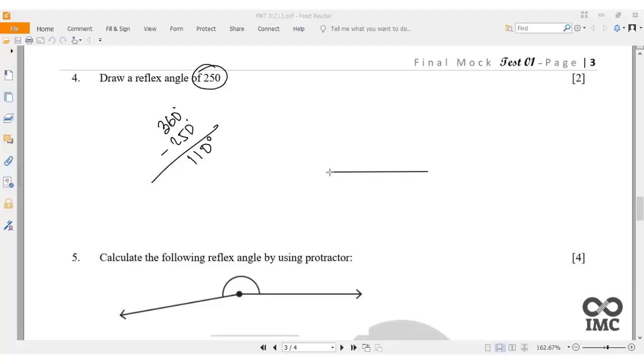Suppose this is one line. Then you will put the center point of the protractor here. Then you will draw this one in this way. Okay. So 110 may be this one. I'm not sure, but actually this type of thing will be there. So this one will be 110. Okay. Then the remaining one will be 250. You have to show in that way. Otherwise, you will not get full mark.